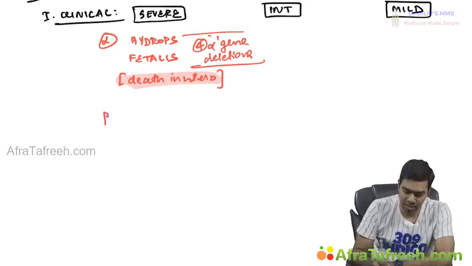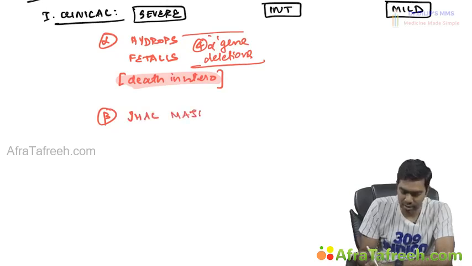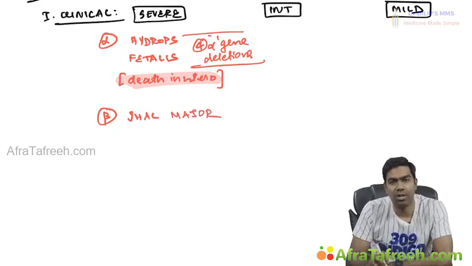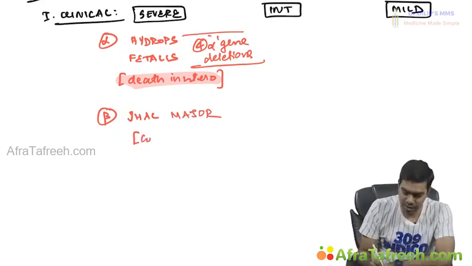The second one, in a beta thalassemia, you have something called a thalassemia major. This is otherwise referred to as Cooley's anemia.